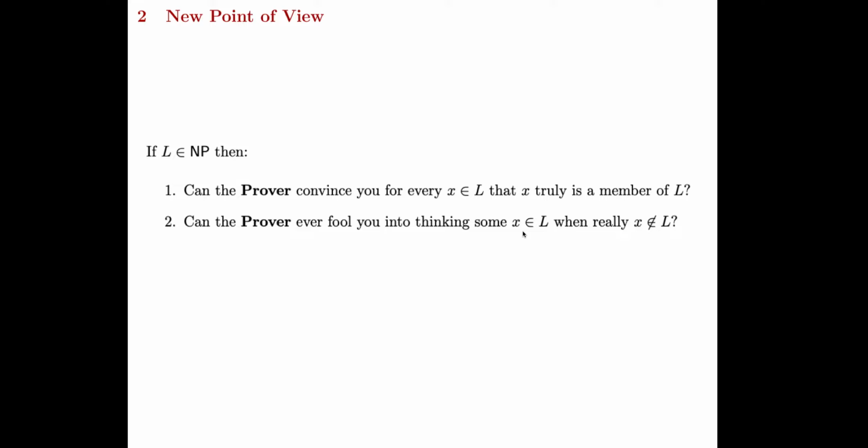The second question is whether the prover can ever fool you into thinking some string x is in the language when it's not. So think back to the definition of NP. If the string is not in the language, is there any certificate that the prover could give you in order to fool you? And the answer to that is no. Any certificate they try to give you, your verifier will always reject it. So the prover can't fool you in this way.